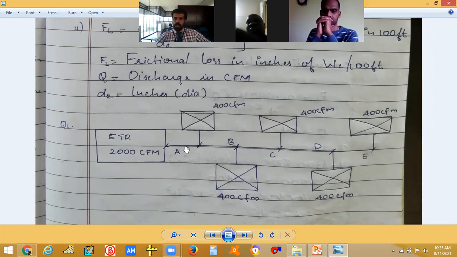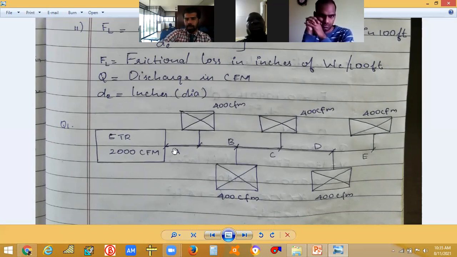This has different nodes: node A, node B, node C, node D, and node E. We are going to find out the duct size of A, B, C, D, E. What will be the duct size of each node? We are going to find that out. You know that 2000 CFM will be passing through node A. How much will be the CFM which passes through node B?